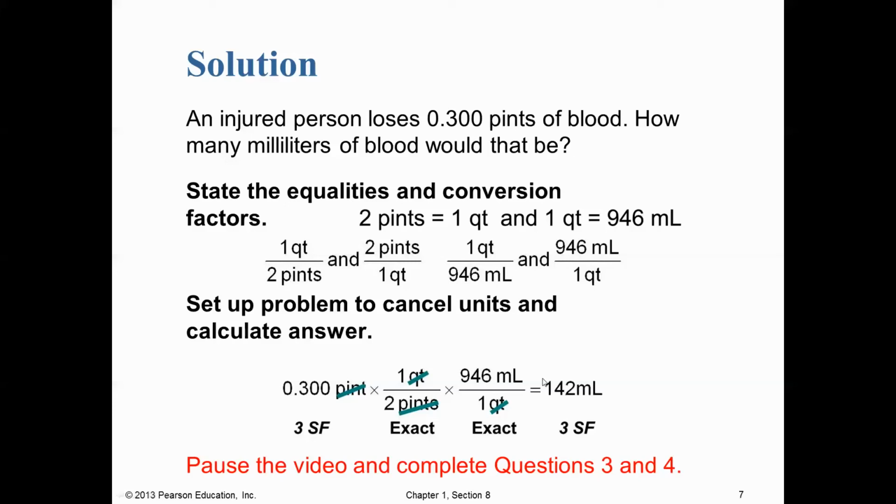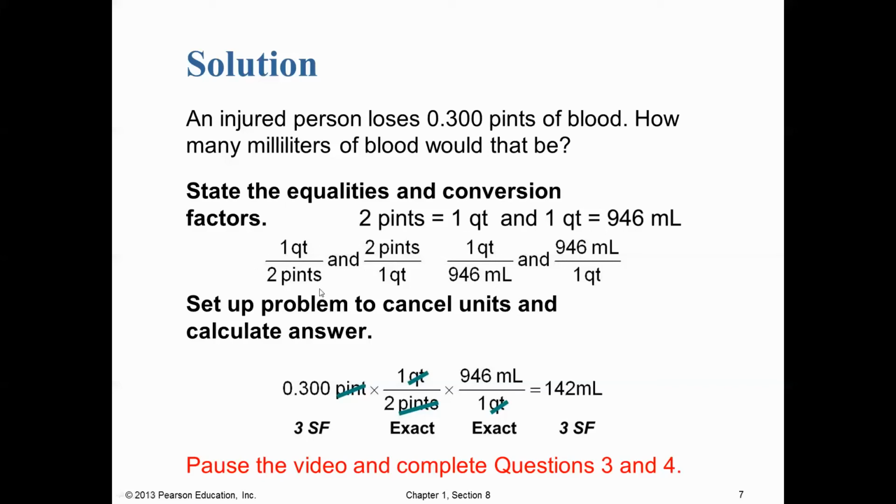Right here we have another problem. An injured person loses 0.3 pints of blood. How many milliliters of blood would that be? So we don't have a conversion that goes directly from pints into milliliters, but we can go from pints to quarts, and then quarts into milliliters.